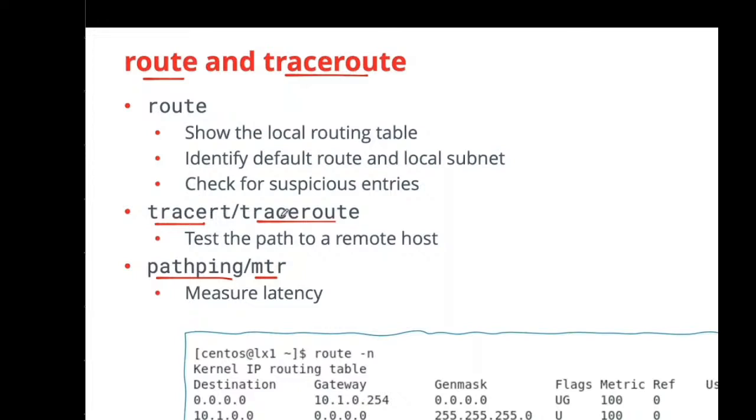Like if you go for tracert space www.google.com, it will give you the list of hops or routers between you and Google's machine. Okay, between your machine and Google's machine. Same goes for traceroute in Linux.